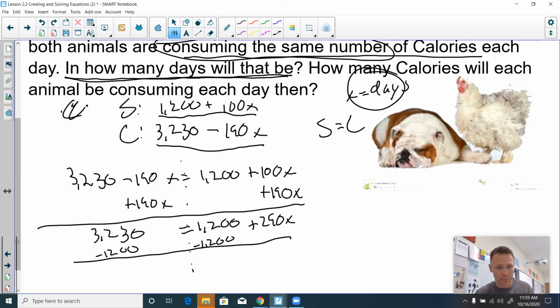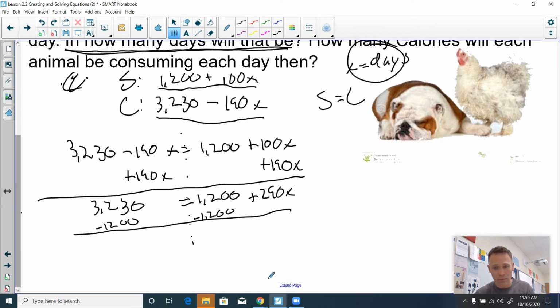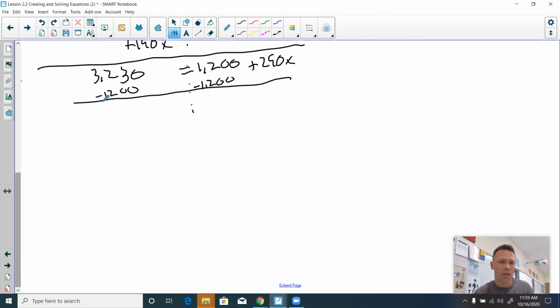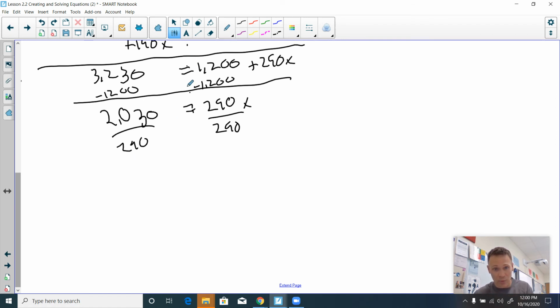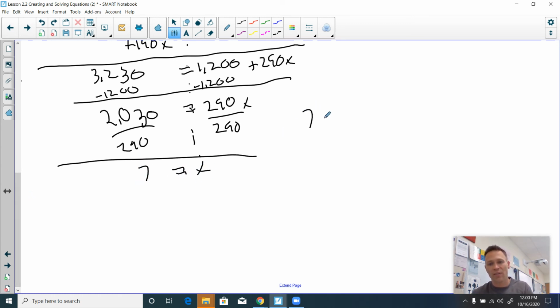Bring this up a little bit. So when I subtract 1,200, I'm left with 2,030. That's going to be equal to the 290x. Now all I've got to do is divide by 290, and what I get is 7 is equal to x. So to answer the question, it will take 7 days until they have the same diet.